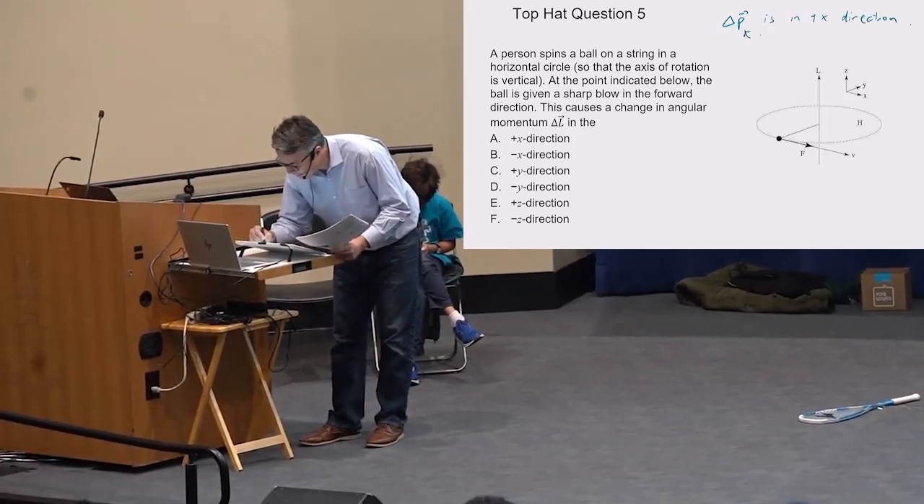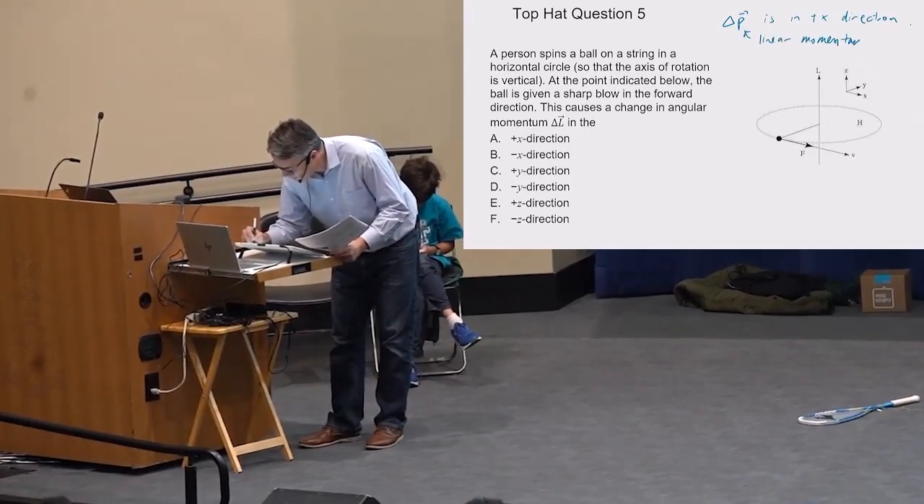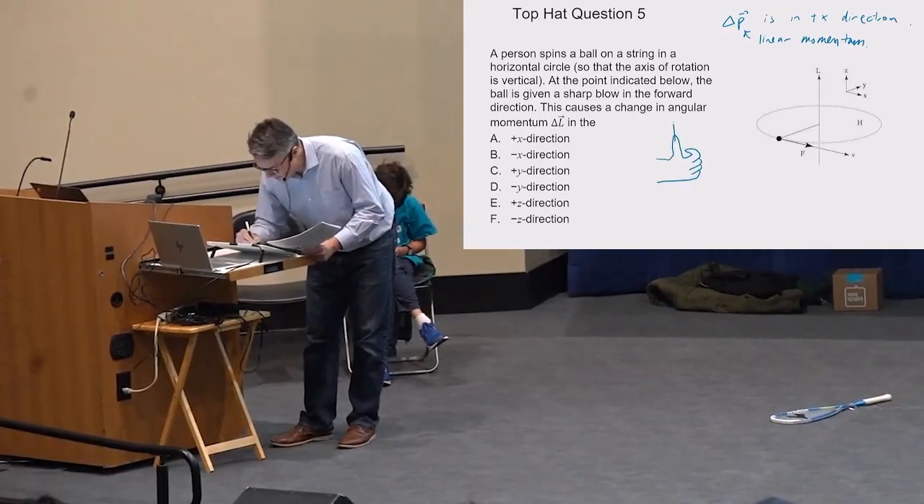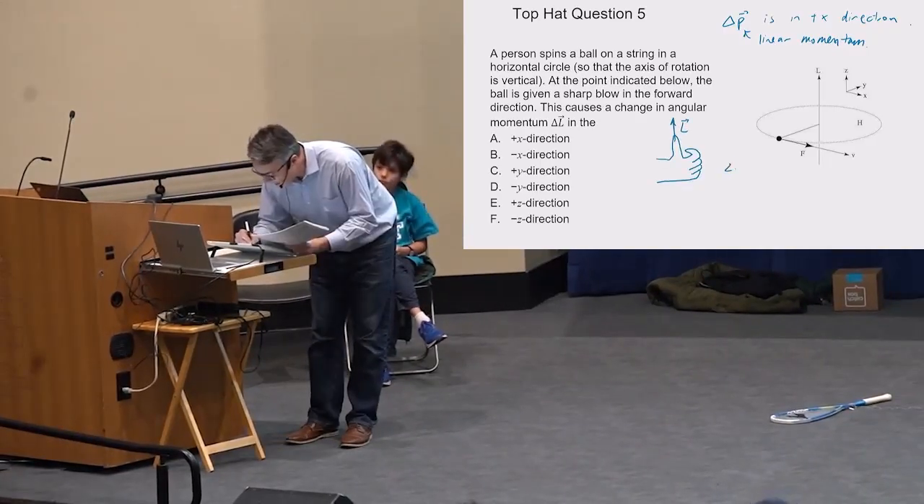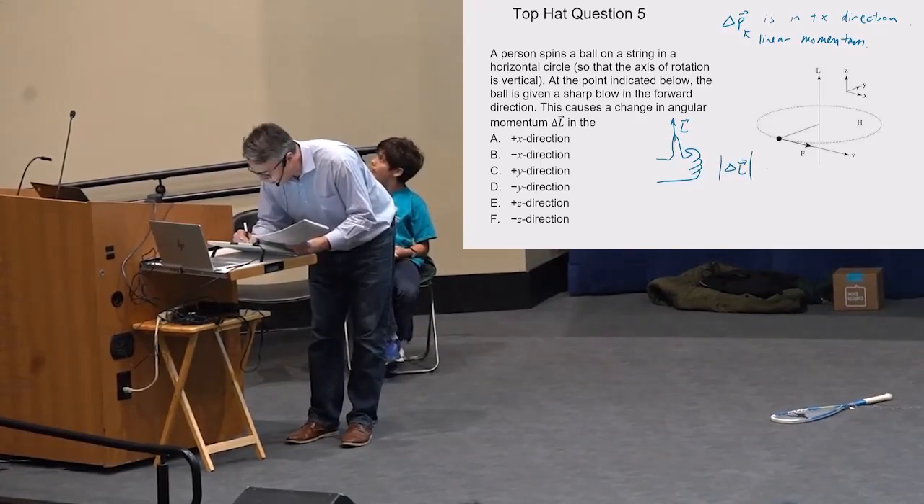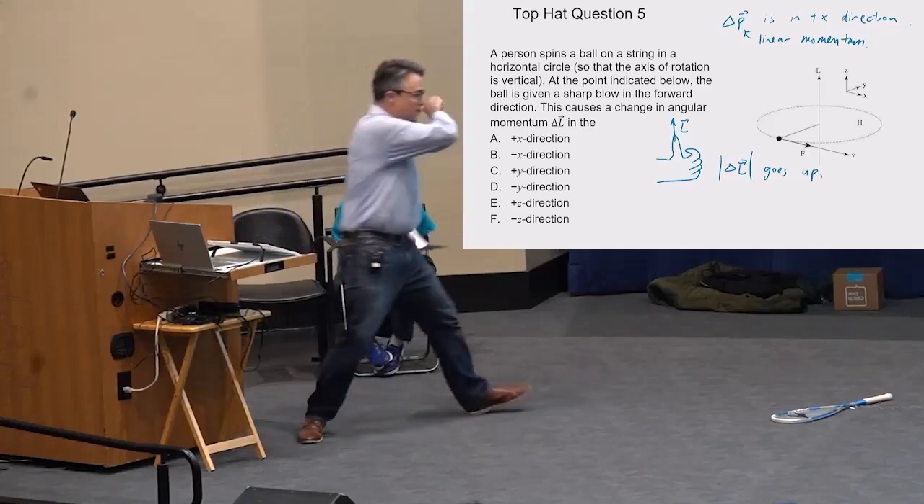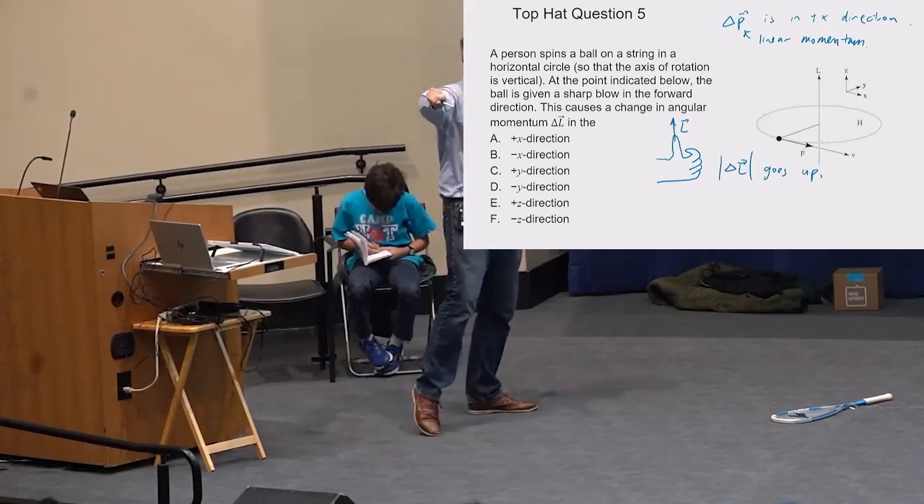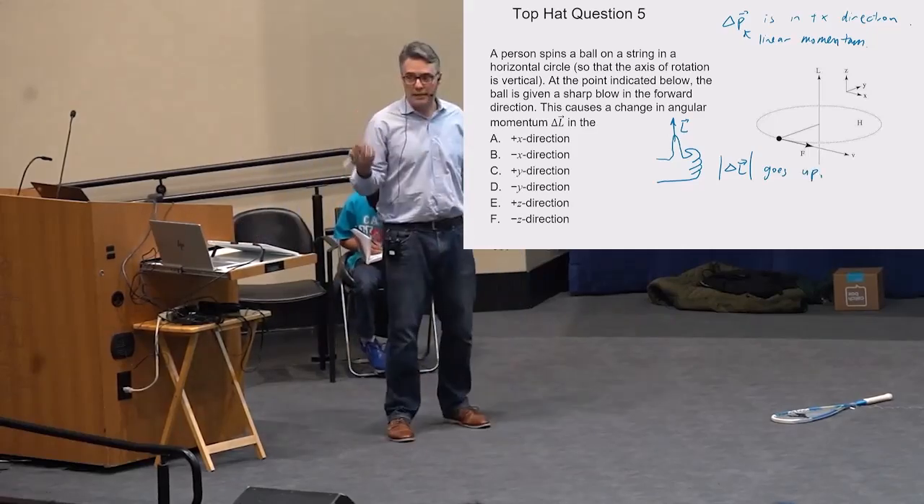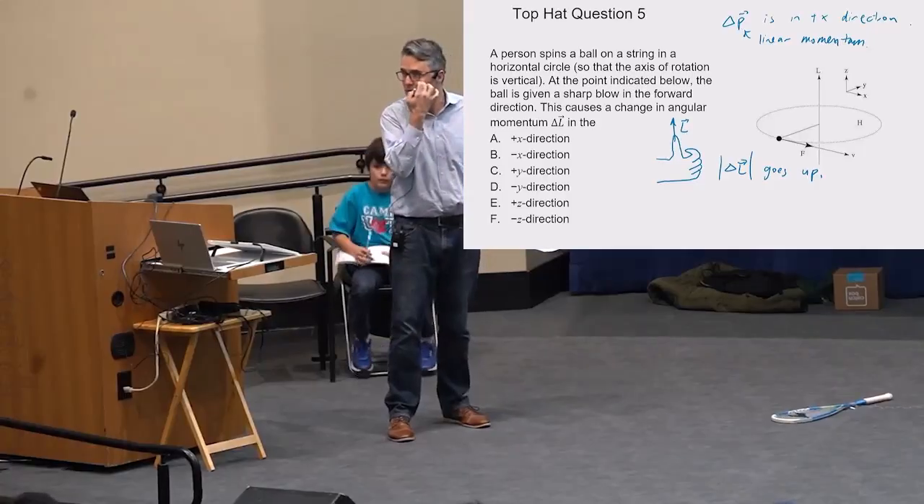This is what's called linear momentum. But there is another thing called angular momentum. This is L. So delta L gets bigger, right? It goes up, because I've sped up the ball by whacking it in the same direction it was already going. So now the delta L is in the same direction as L.